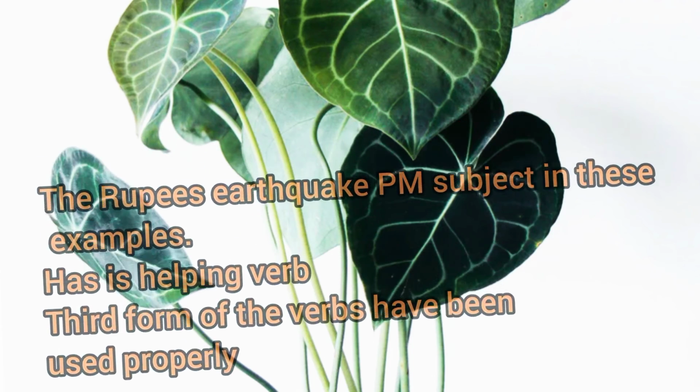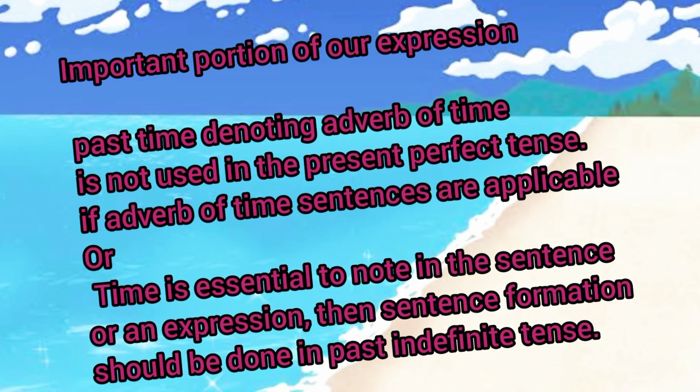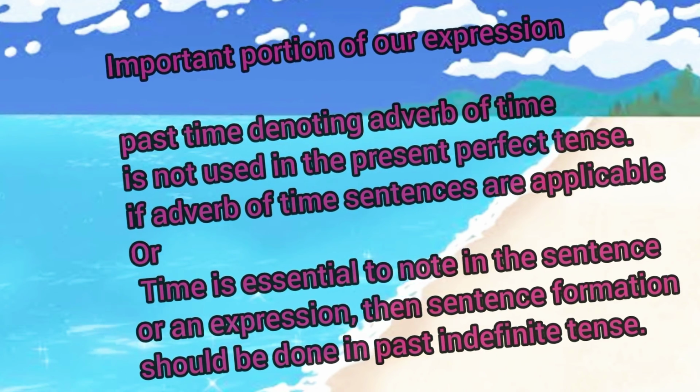Let's discuss the last part of this usage. See, it's really very important, so keep this in your mind. Past time denoting adverb of time. If there is a mention of time, okay, a past time denoting adverb of time is not used in the present perfect tense. If adverb of time sentences are applicable or time is essential to note in the sentence, अगर हमारे expressions में, हमारी statement में, हमारी explanations में time mention किया गया है, at that time the sentence formation should be done in past indefinite tense. Let's clear the concept. How?